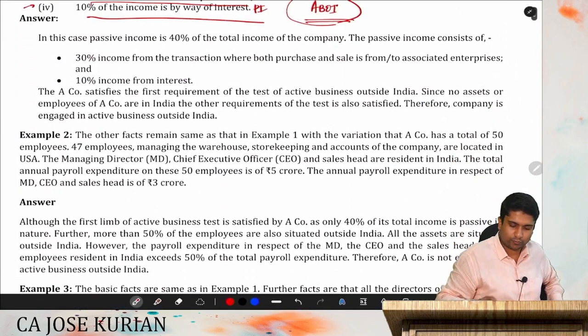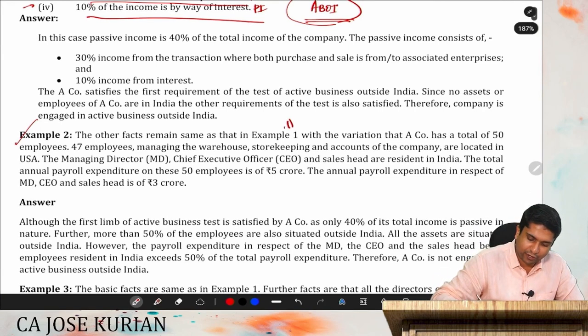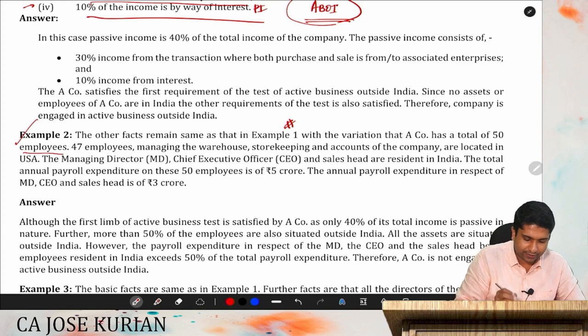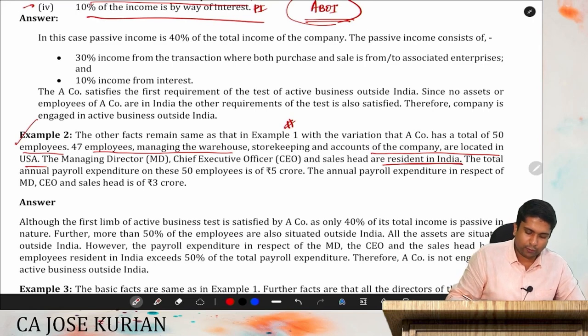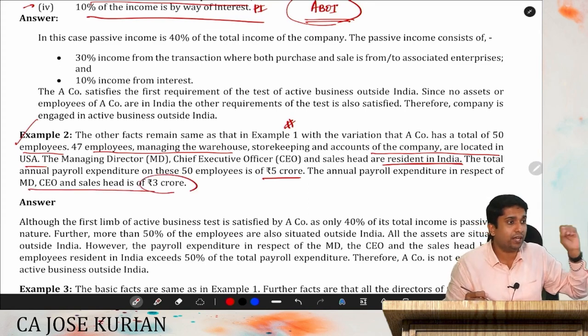Read example 2. Other facts remain the same as in example 1. So this is an extension of example 1 with a variation that ACO has a total of 50 employees. 47 employees managing the warehouse, storekeeping and accounts of the company are located in USA. Managing Director, CEO and Sales Head are residents in India. The total annual payroll expenditure on 50 employees is 5 crore. Annual payroll expenditure in respect of MD, CEO and Sales Head is 3 crore. So all the information is the same as that in example 1.